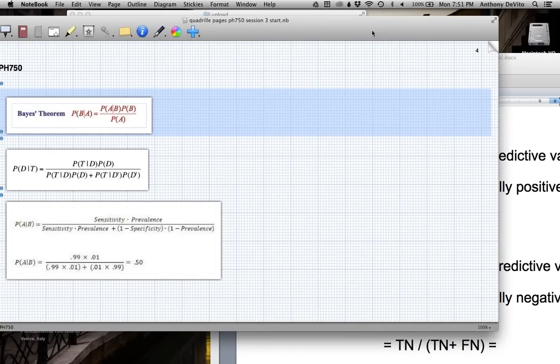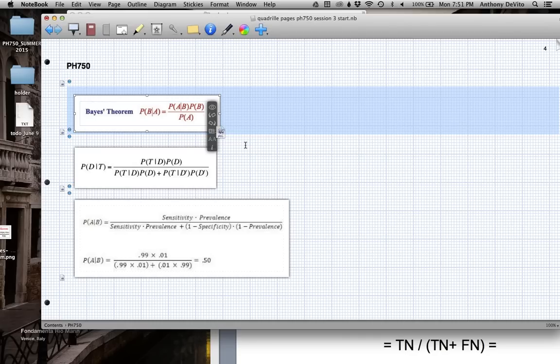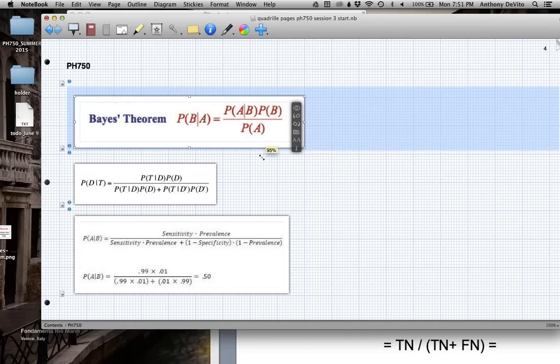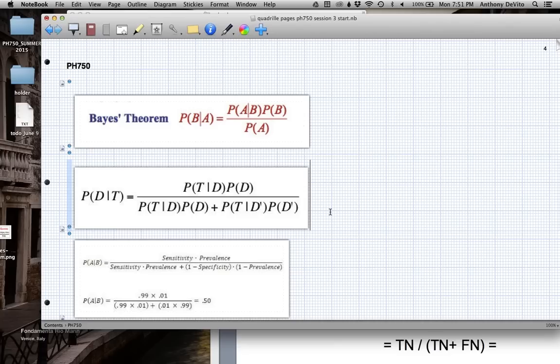Okay, so the formula starts out this way. Let me make this bigger if I can. I'm going to try and explain the difference here without making you guys crazy or giving myself a headache. The probability of A given B, given that A has occurred, is equal to the probability of A given that B has occurred times the probability of B over the probability of A.